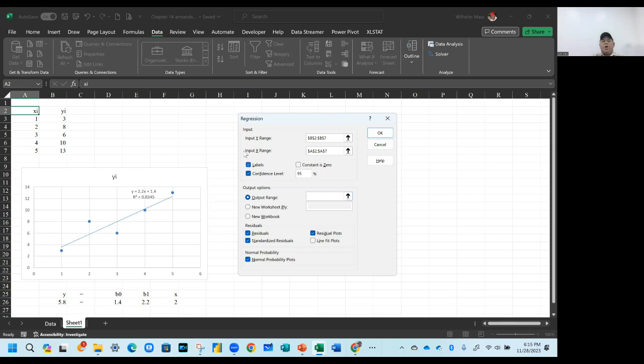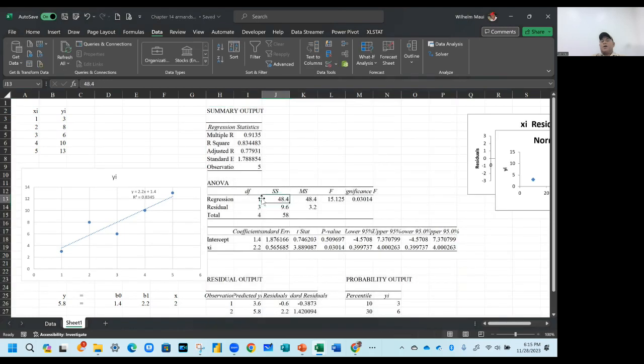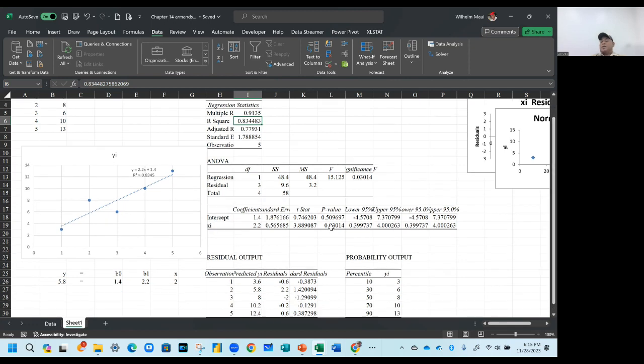If I put the output here and click OK, now you see here's your ANOVA, here's your regression coefficients, and here's your residual output and so on. Now it's a matter of making the interpretation. So here's your regression, and the residual is your error. The regression row gives your SSR, and this is the SSE.